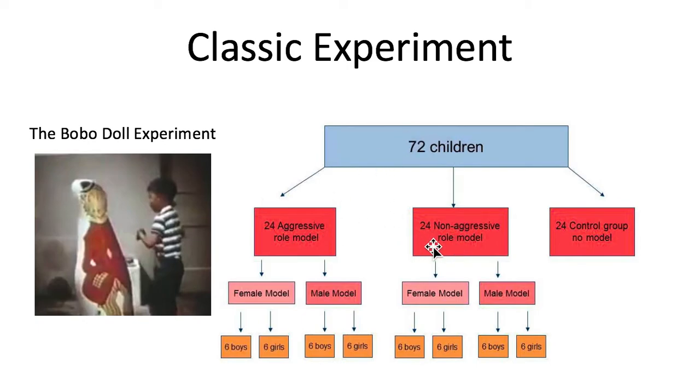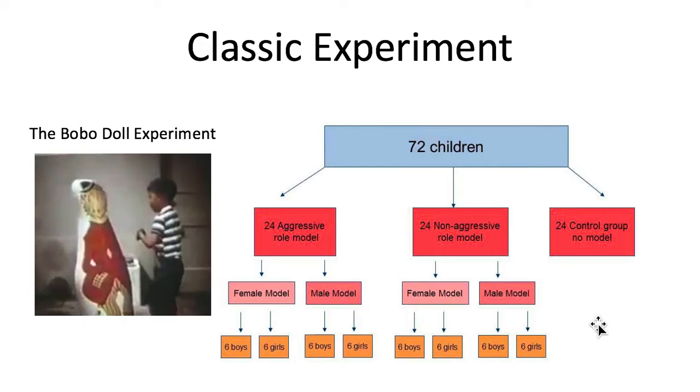They thought that gender might play a role, so the aggressive people had a female model and a male model, and they had 6 boys and 6 girls in each category. Female, male, non-aggressive, and then 24 control groups as well. Children that did not watch a model, that just went in to play with the doll.